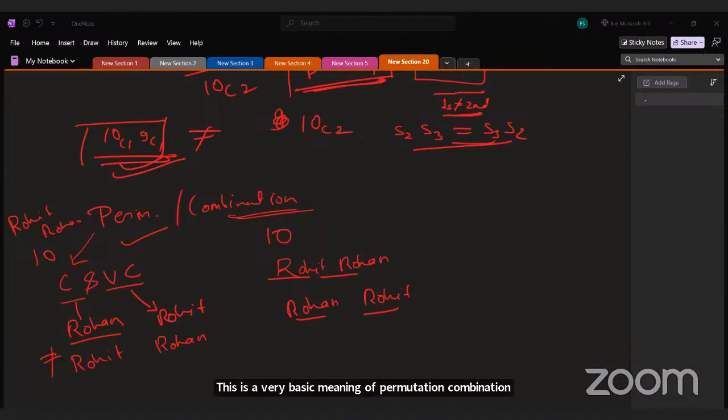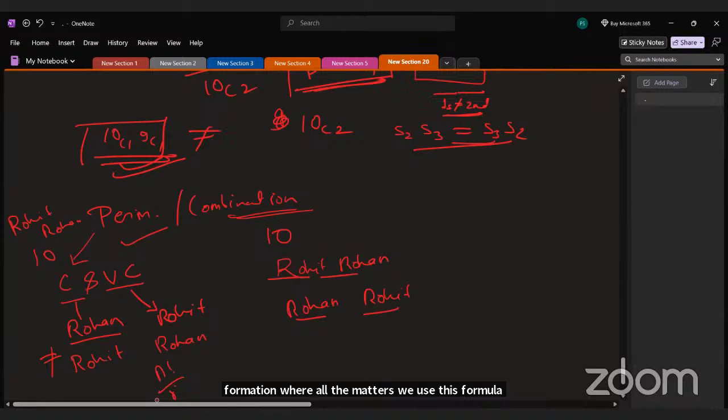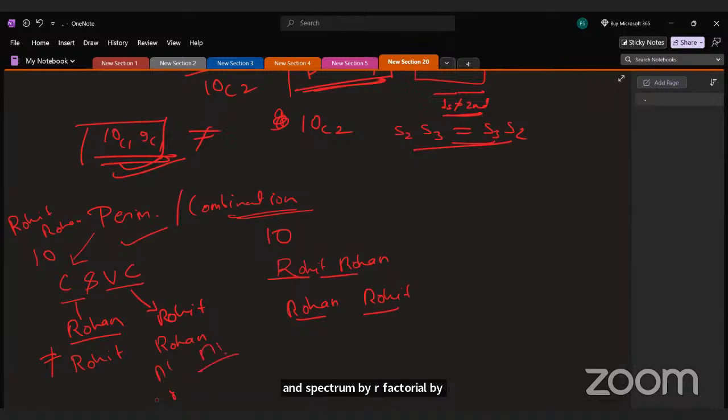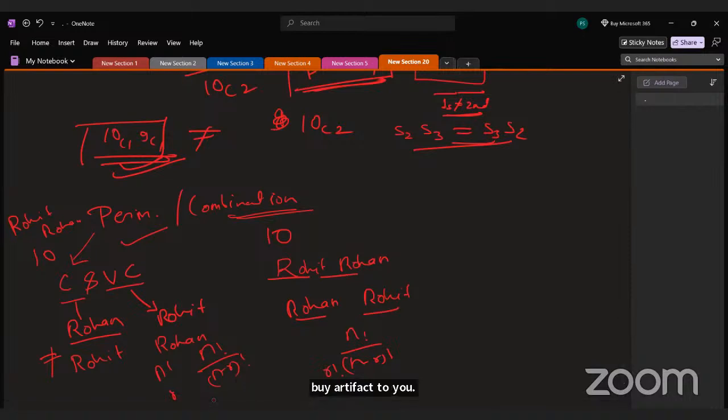If you still don't get it, I suggest you go to the lectures once again. For permutation, where order matters, we use the formula n factorial by n minus r factorial. And for combination, we use n factorial by n minus r factorial by r factorial. Got it, Renu? Yes, sir. Okay.